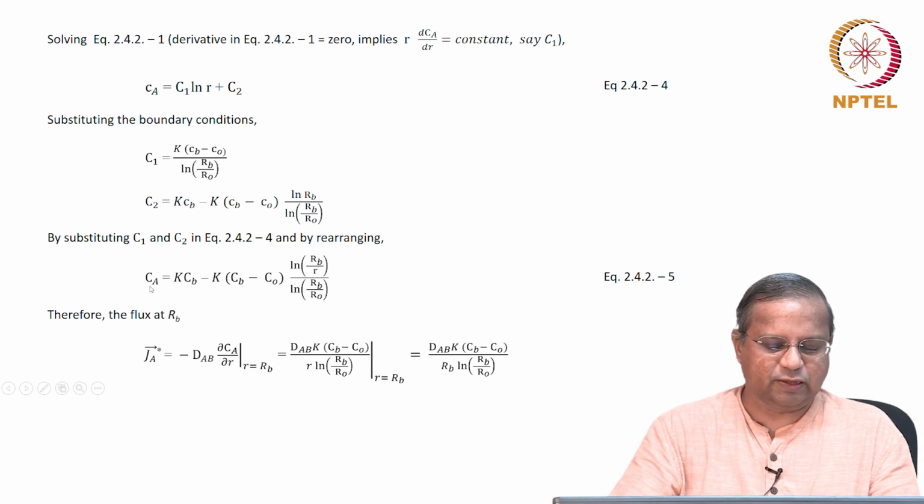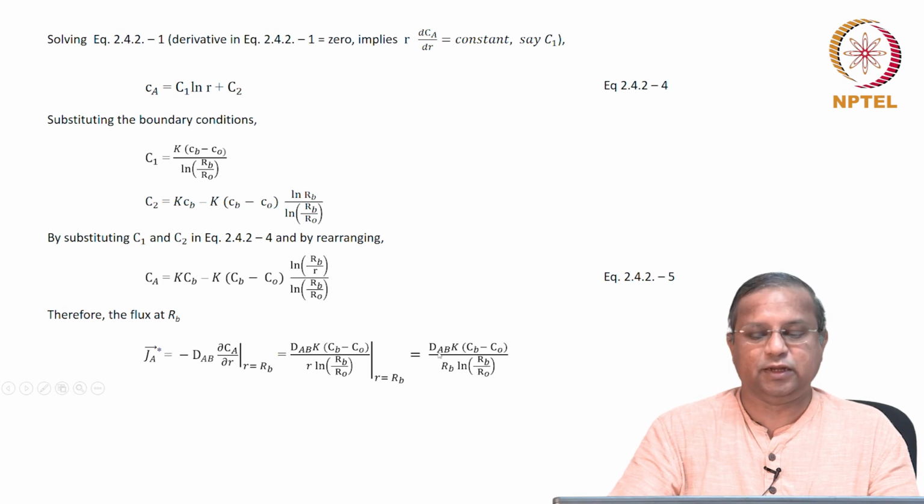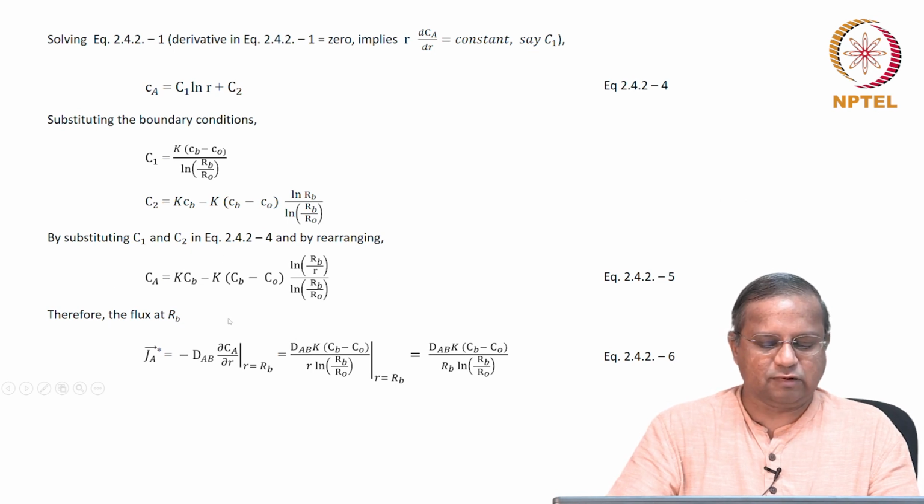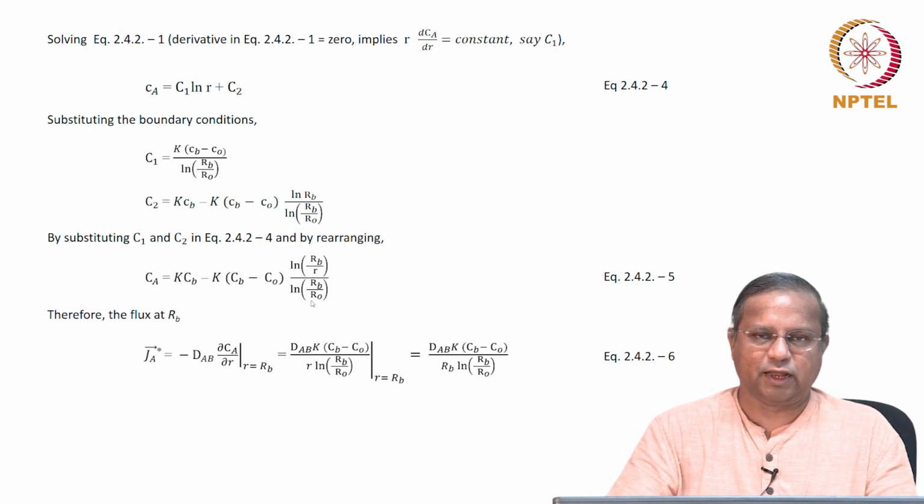We have an expression for Ca, we can differentiate this with respect to r, and then we can substitute that in this expression. If you do that, you will get D_Ab K (Cb minus C0) over r ln Rb by Ro at r equals Rb. So, you substitute r equals Rb here, you will get D_Ab K (Cb minus C0) over Rb ln Rb by Ro. Okay. This is equation 2.4.2-6. So, we have a nice concentration profile, which is typically what we look at first, depending on what we need for our analysis or design. And then, in this case, we are looking at the flux.